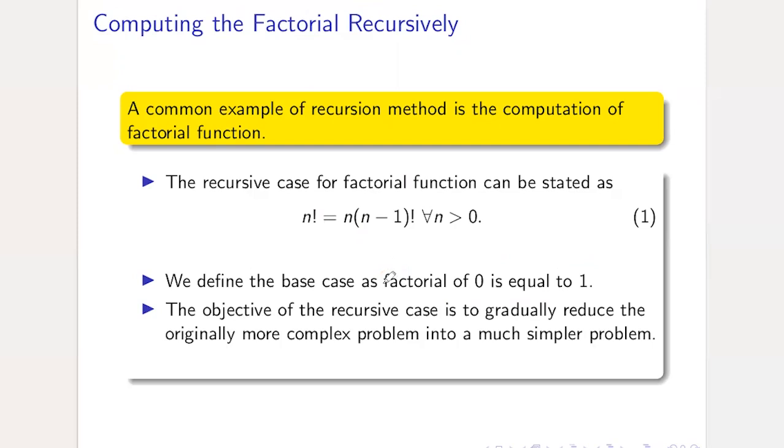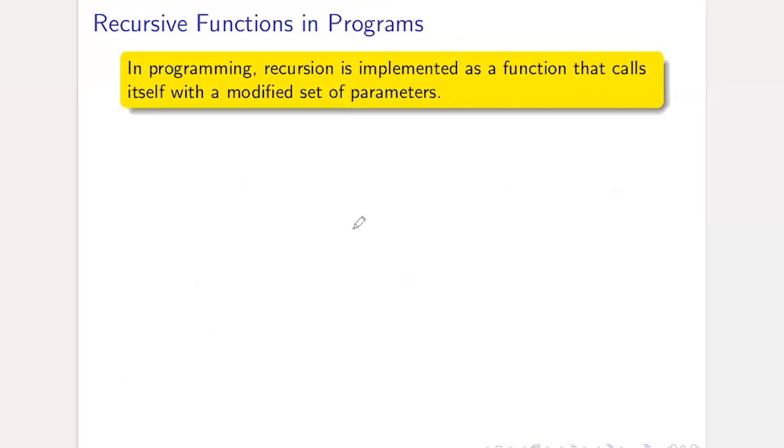So as you can clearly see, we are moving from an original problem to the same problem but of a lower complexity, because the value on which you need to compute the factorial keeps getting smaller and smaller. So this is the idea. This reduction should ultimately end up with the base case.